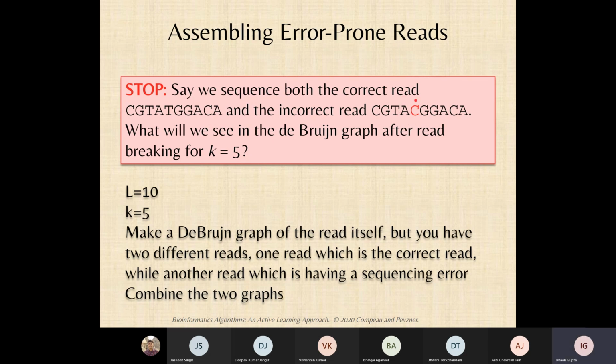If you try to make the De Bruijn graph of these two reads now, what will it look like? Any ideas? If you have both these reads present and you make a De Bruijn graph of these reads, with L equal to 10 here and K equal to 5, what will you see?